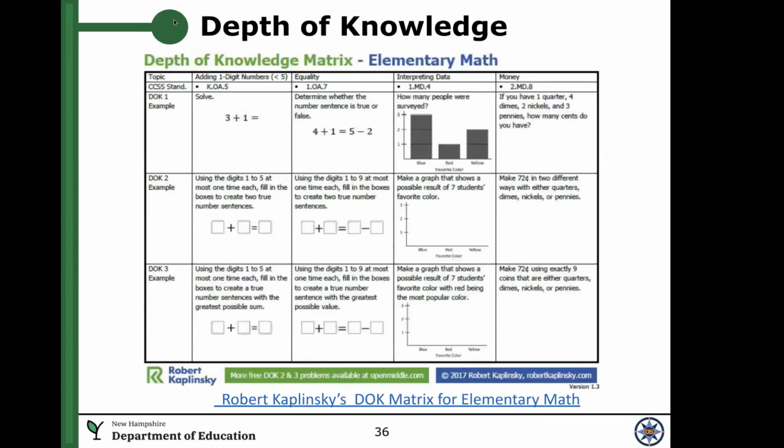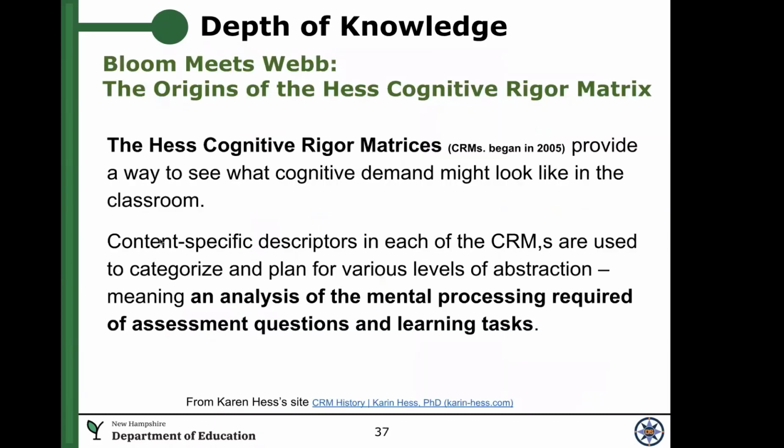And this is Robert Kaplinski, who has put together some nice charts so that you can see different standards. What does it look like at DOK1? What does it look like at DOK2? And what does it look like at DOK3? So it's the same problem, but you can see how the rigor and the cognitive thinking and reasoning goes up with each level. Great. And the link is down at the bottom so you can get them. And from grade 3 to 8, he has specific ones for each grade level.